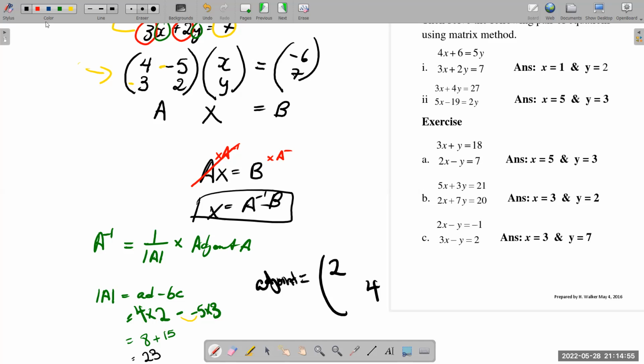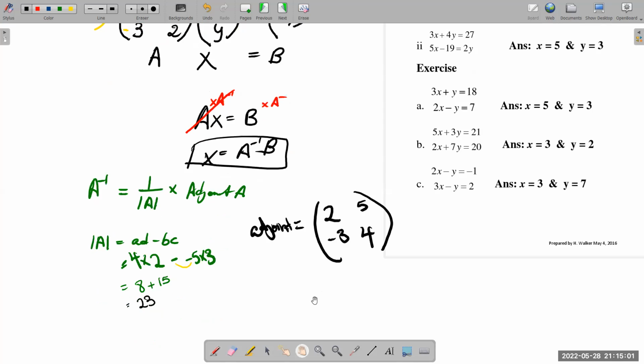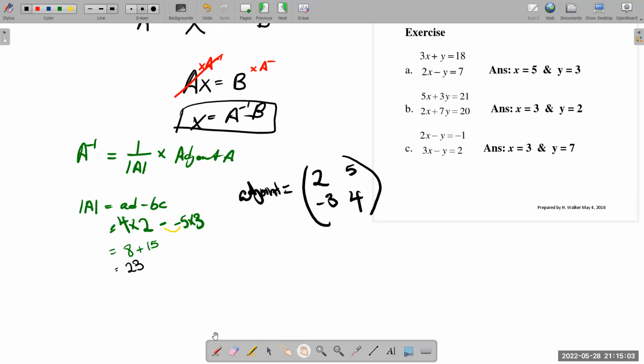Right? So here we have positive 5 and negative 3. So do I have everything I need to find the inverse now? So my inverse, A inverse, would be 1 over 23 times 2, 5, negative 3, and 4.